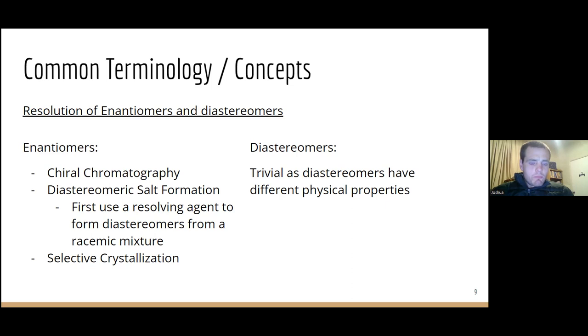There's also diastereomeric salt formation. That is when you mix it with another agent, and that creates diastereomers from the enantiomers, and then the diastereomers can be separated. And selective crystallization is a similar process. You crystallize it, and then the crystallized forms are more of one than the other. And then going across to the diastereomers, they have different physical properties, so they've got different solubility or a different melting point, so they can be separated quite simply.